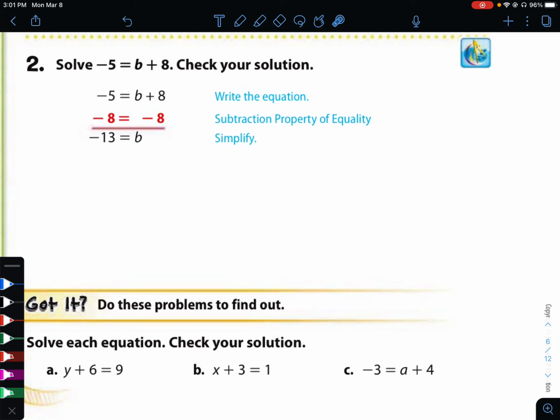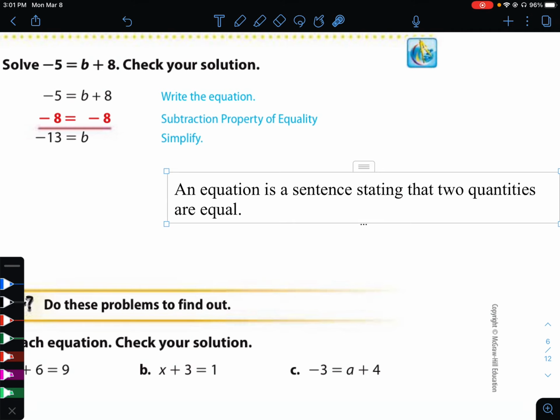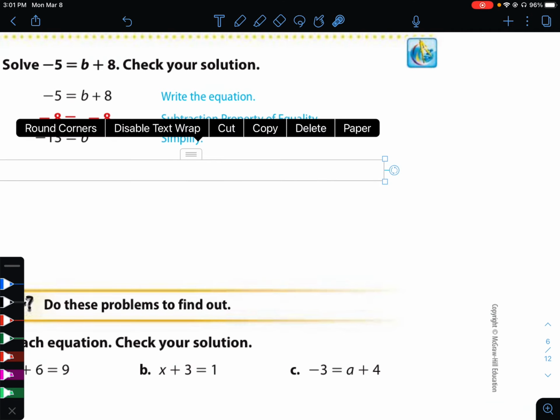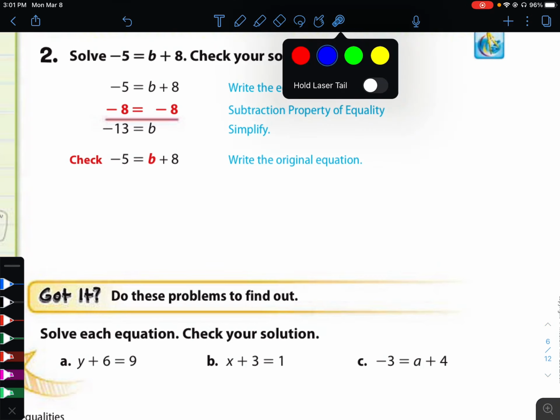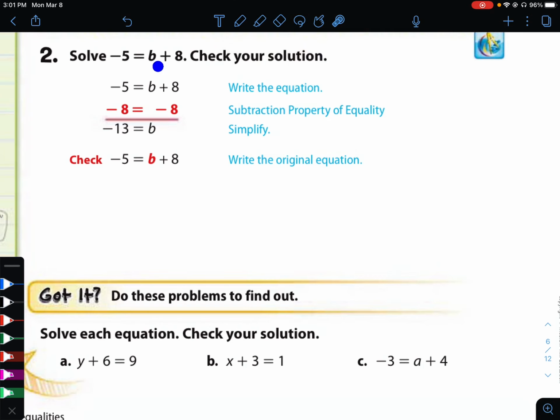So checking our answer, let's see if our solution is correct or not. We take the original equation, which is negative 5 equals b plus 8. Substitute the value, which is negative 13. This now becomes negative 5 equals negative 13 plus 8. Are they equal? Thus the question mark. We know that negative 13 plus 8 is negative 5, and they're equal to each other.